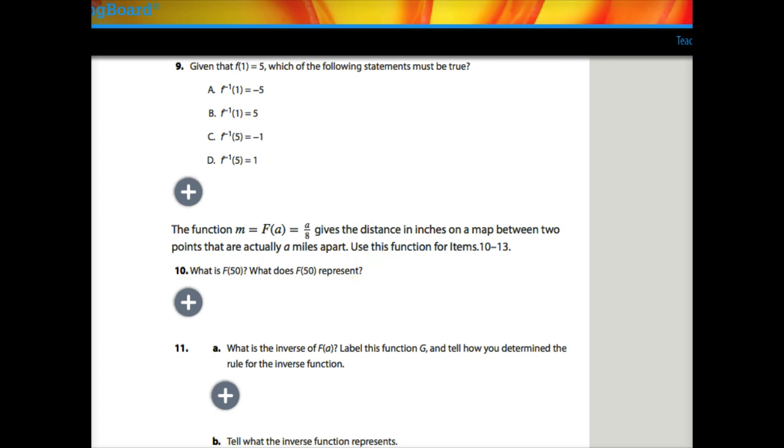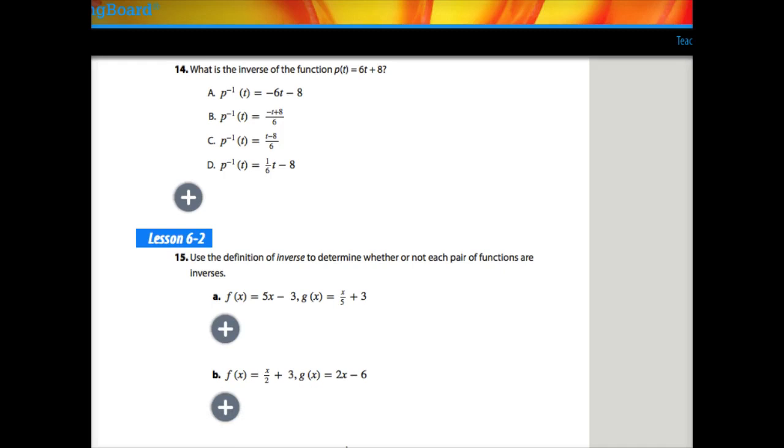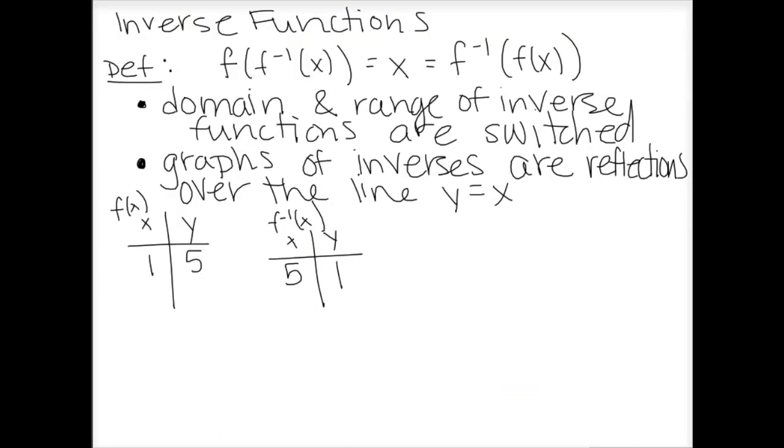All right, we're going to look at number 14 next to kind of do the algebraic stuff that we were talking about. Again, it's multiple choice, but you can't get the multiple choice answer without the work. So when I look here, it says, what is the inverse of P of t, which P of t is given as 6t plus 8. So to find an inverse function, our first step is always to put y in place of our function notation.